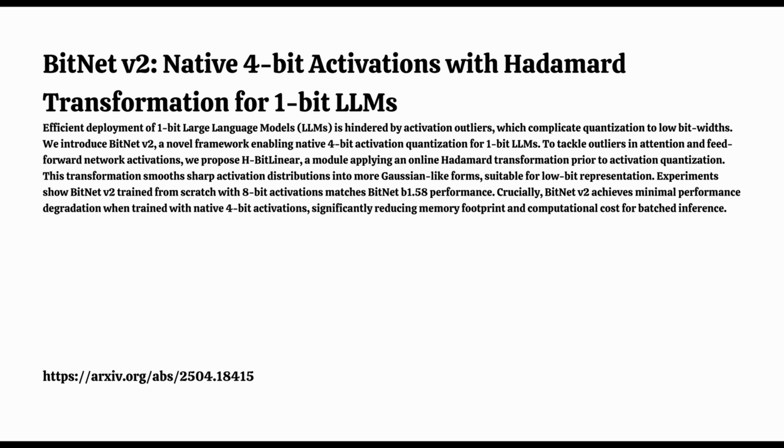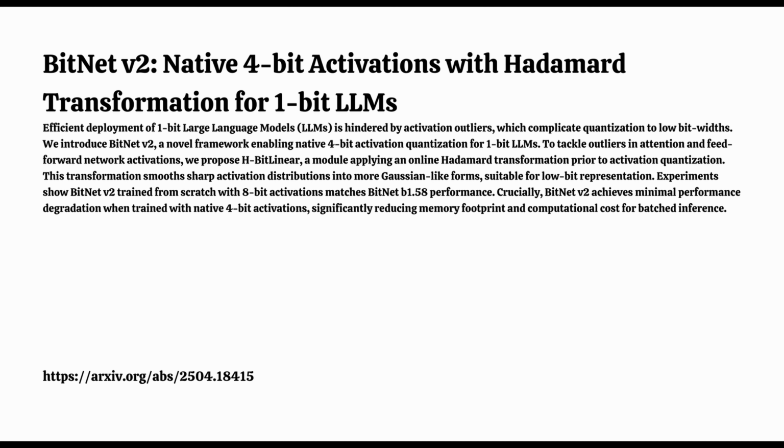So H-BitLinear uses this transform. What about the actual quantization methods? How do they quantize weights and activations in BitNet v2? Okay, for the weights, they stick to what worked before. Quantizing them to ternary values, -1, 0, or 1. They use a per-tensor absmean function for that. So still very low bit weights. And the activations. That's where the split happens. For 8-bit activations, which they still use sometimes during training or comparison, they use a per-token absmax method.